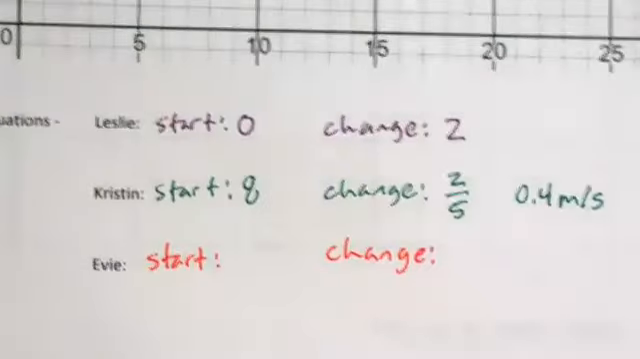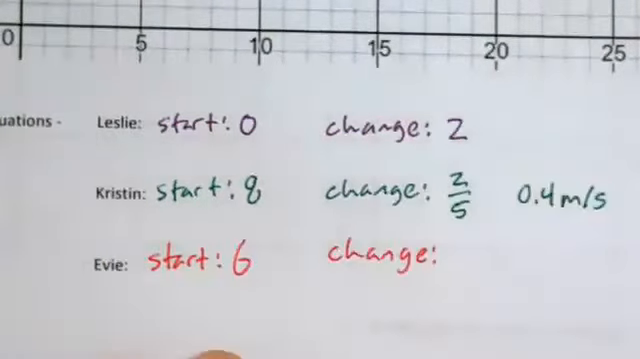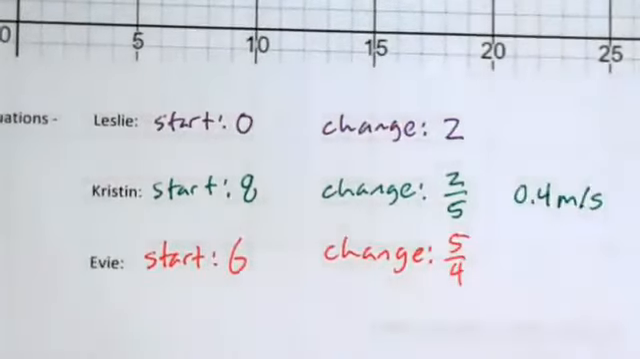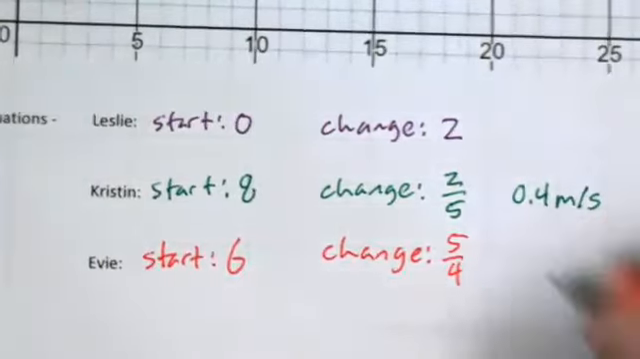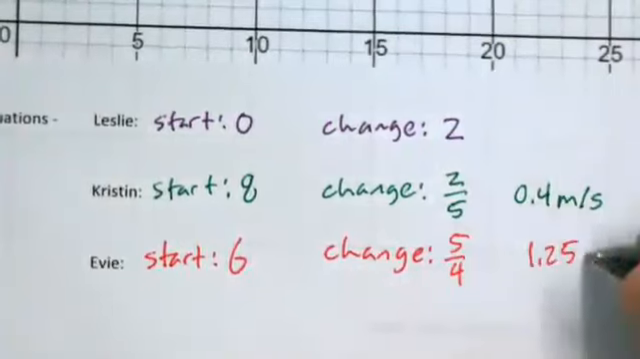What was Evie's start value? 6. And her change? 5 over 4. And let's get that as a decimal. It might be useful to us. What is that speed? If you put that in your calculator, you got 1.25 meters per second.